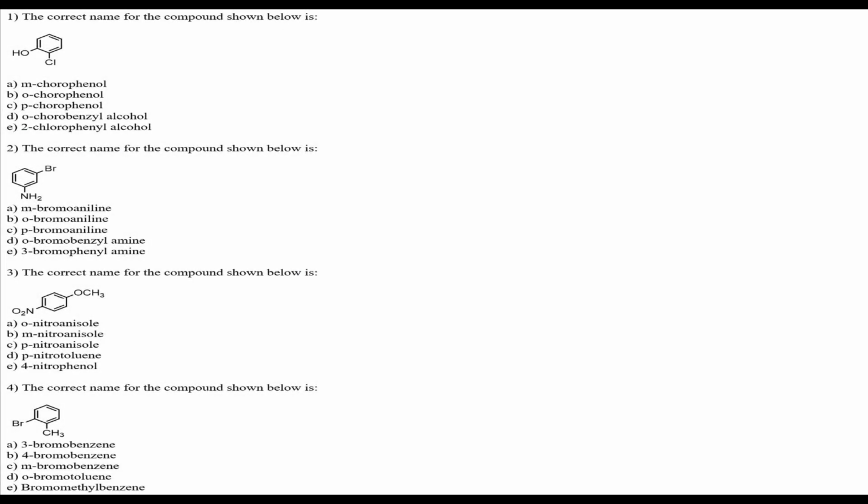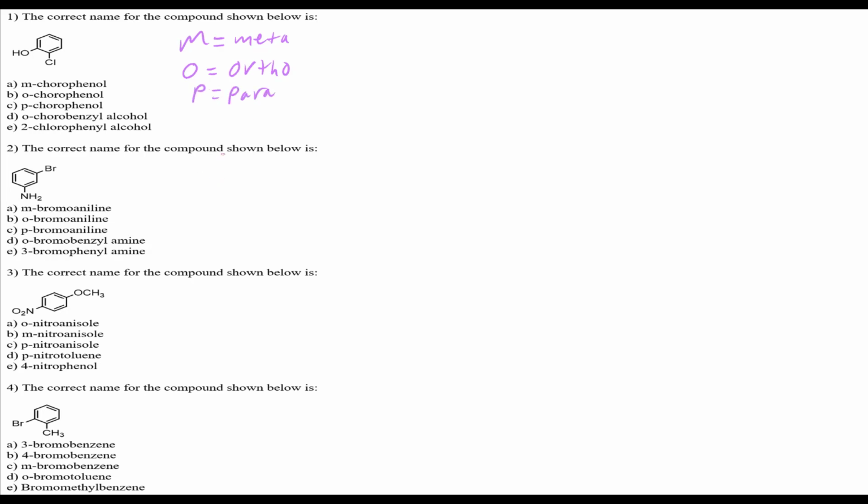This is the Chapter 14 review, and we will begin with question 1. The correct name for this compound shown below is what? Notice that we have M, O, and P. That M is going to be equal to meta. O is going to be equal to ortho, and P is equal to para.